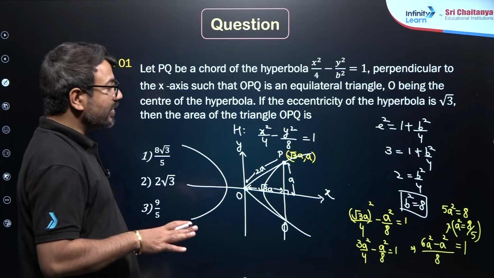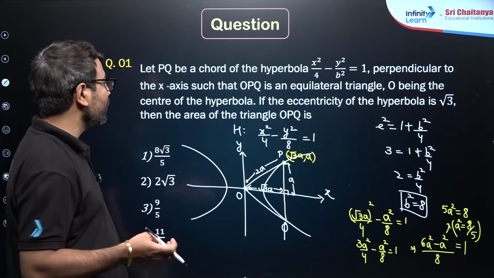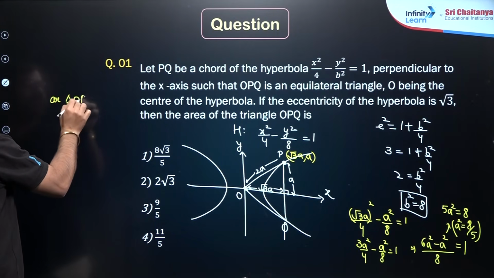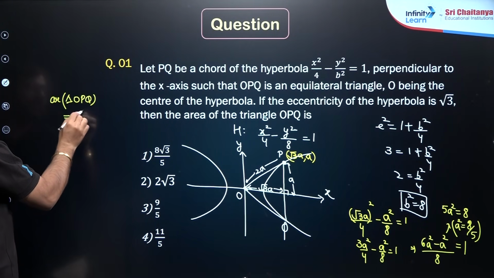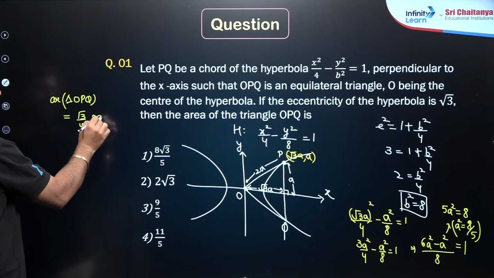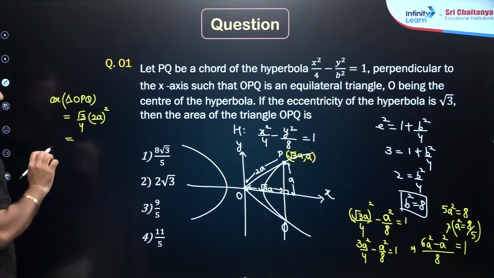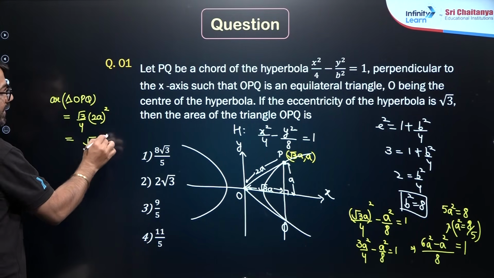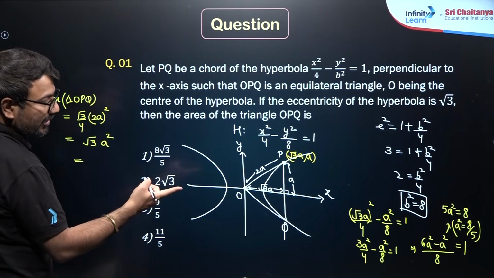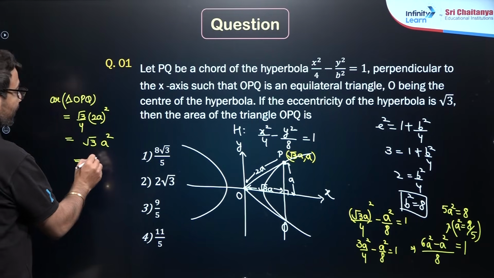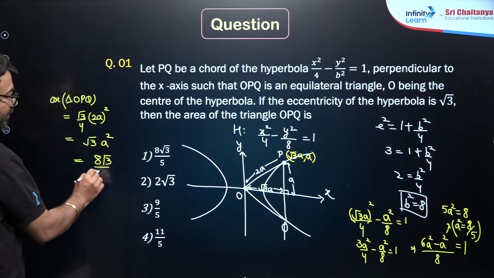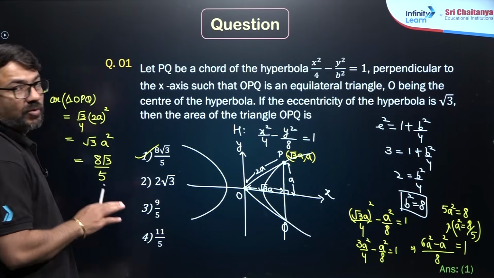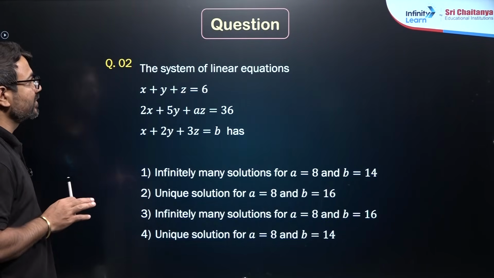So once you get the value of a square, now you have to find the area of the triangle OPQ. Area of the triangle OPQ will be root 3 by 4 into side square, and the side here is 2a, so it will become 2a square. If you simplify this, you will get root 3 a square. But a square value we already got, that is 8 by 5. So here you will have 8 root 3 upon 5, which is given to us in the first option. That's why the first option will be the final answer.